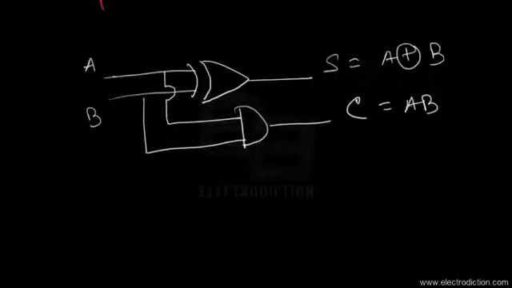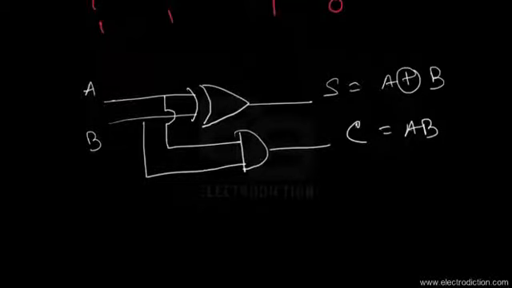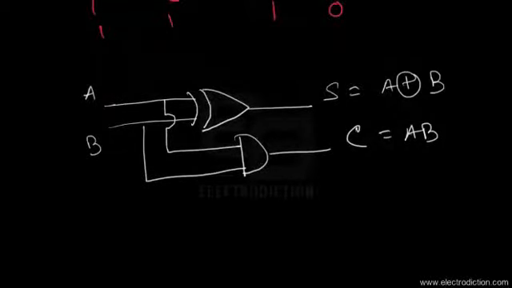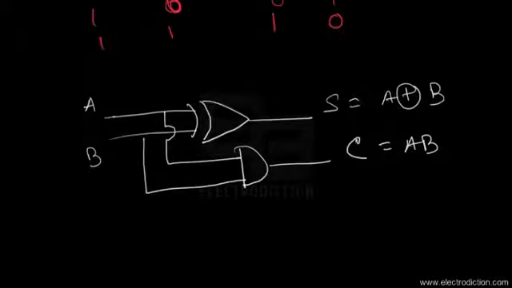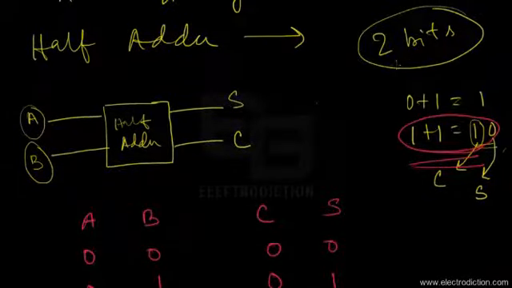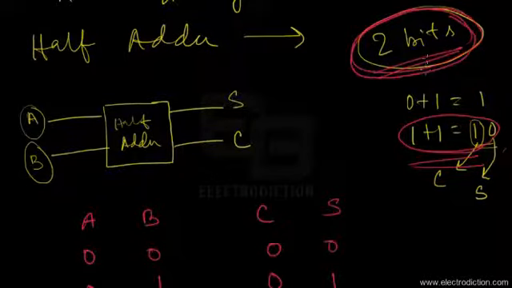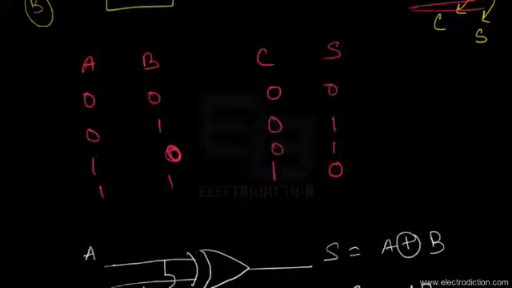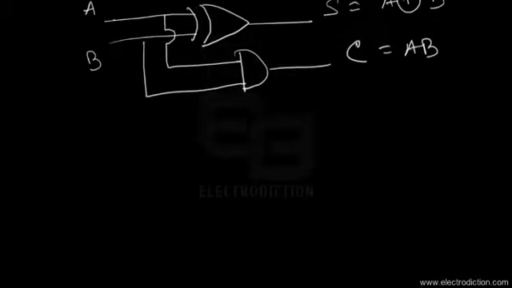But wait a moment, I'm just missing something out. What I forgot to tell you is that the half adder has a problem. And what's that problem? It can add only up to 2 bits. Can't see the problem? Fine, no problem. Let me give you an example.